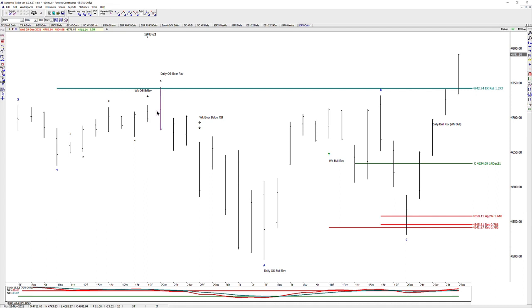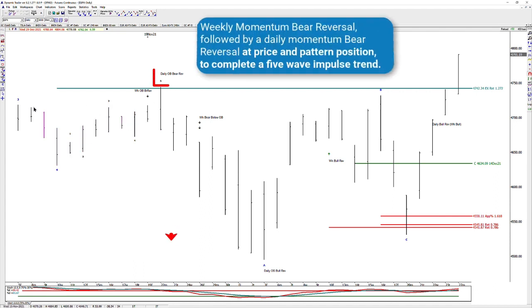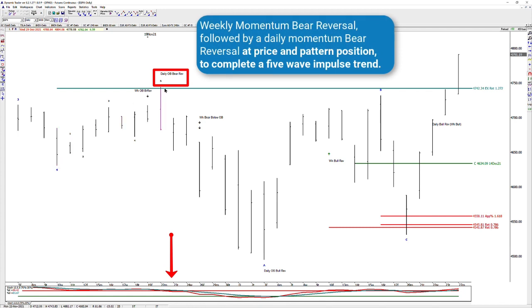Well, the next Monday, it made a daily bear reversal from the overbought zone, and at the end of a probable 1, 2, 3, 4, 5, and the 127% external retracement of this last decline, which was a potential 3 and 4. So it wasn't just that the weekly momentum made a bear reversal at the end of that prior week, and then the daily momentum made a bear reversal that next Monday. It made it when the price and pattern position was in a position to complete a multi-week high. So that's pretty significant.